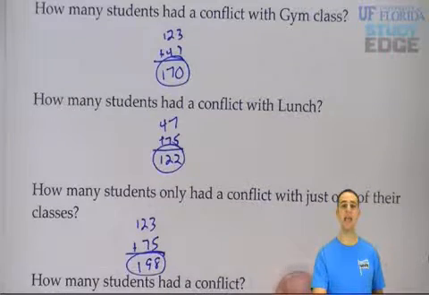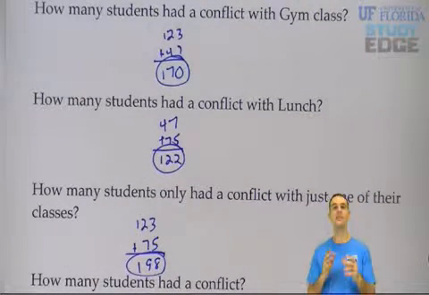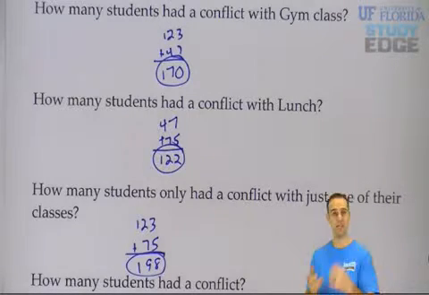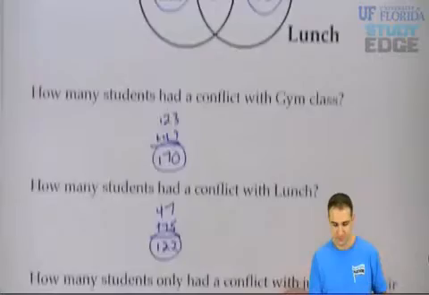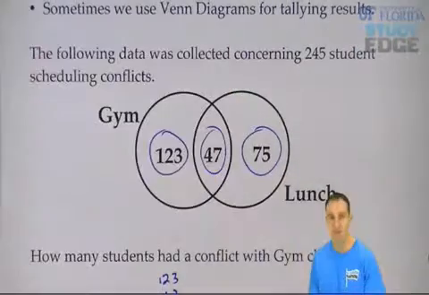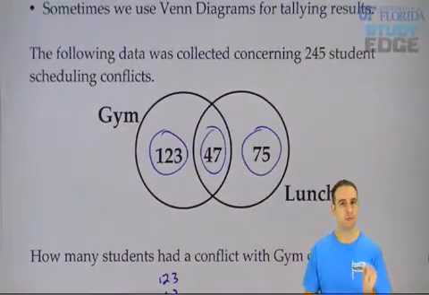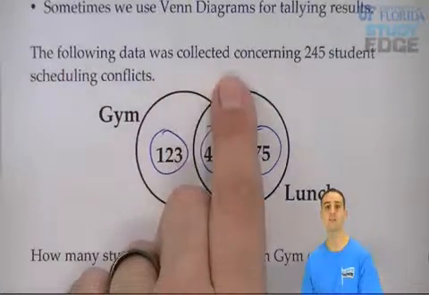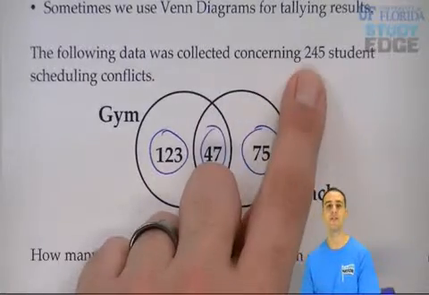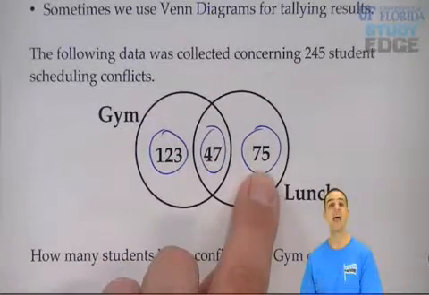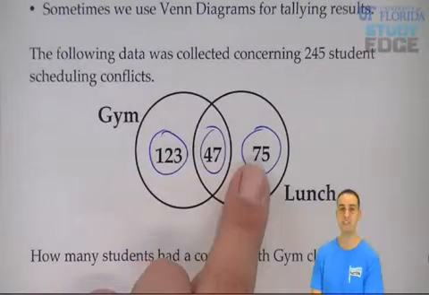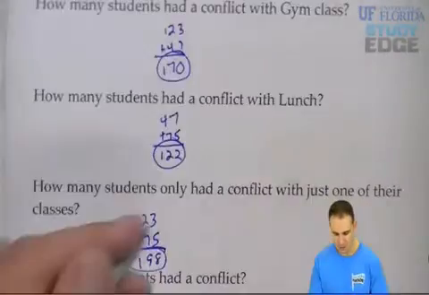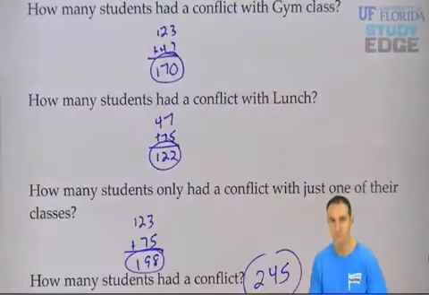And in the last question, how many students had a conflict? Meaning that we would total up all the numbers in this Venn diagram that had a conflict with gym or lunch, or both. So that means we'd be adding all 3 of these together, but in some cases, remember, look at the actual question itself. The following data was collected concerning 245 students. If you notice, all the numbers are inside. If you actually add 123 plus 47 plus 75, you're going to get 245. So we have 245 total.